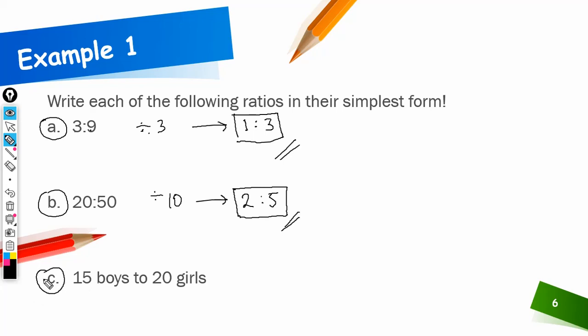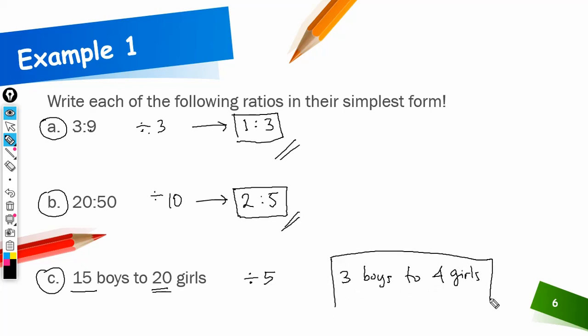And the last example is 15 boys to 20 girls. Okay, 15 and 20. How are you going to do that? I think I'm going to divide that with 5. So 15 divided by 5 is 3, so 3 boys. 20 divided by 5 is 4, so 4 girls. Can you divide them any further? No. So this is the simplest form of this question.